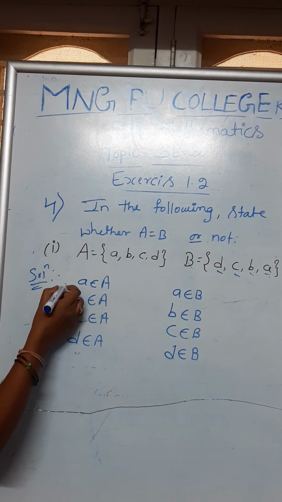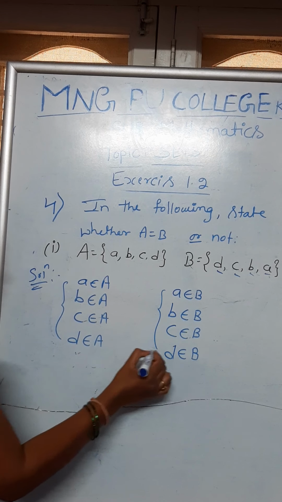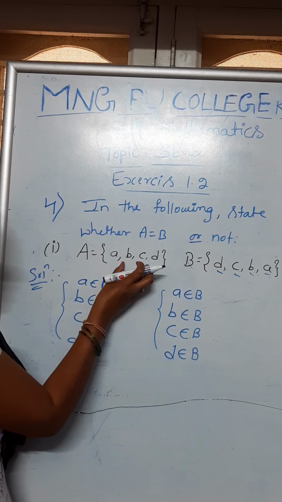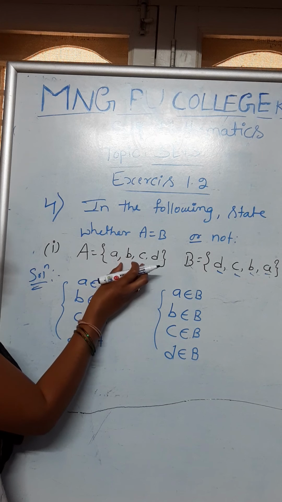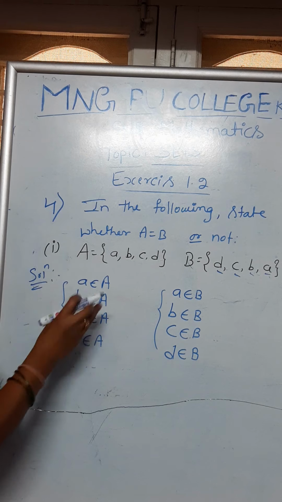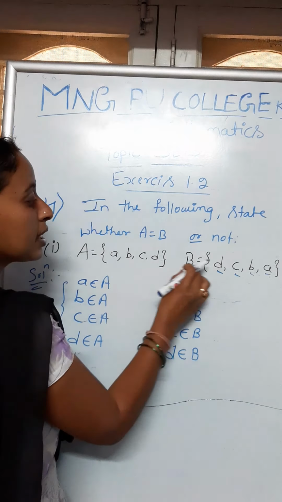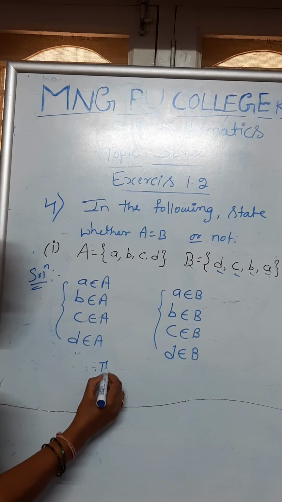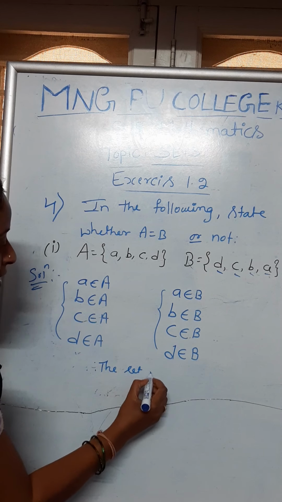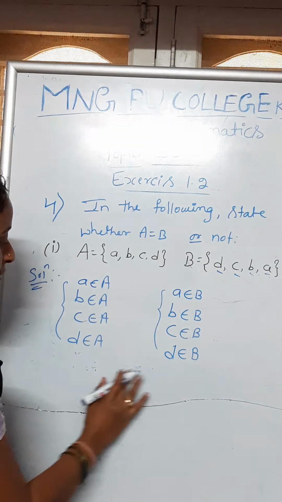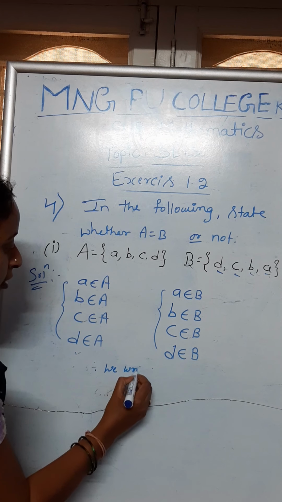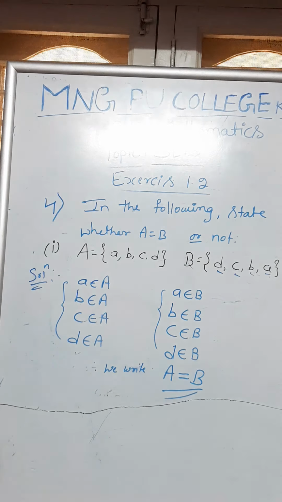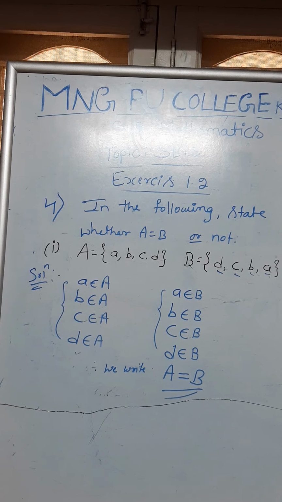So what are the elements given in the sets? The elements of the set A are exactly the same elements as the set B. That means here the sets are equal, so then we write set A equal to B. Set A equal to B.